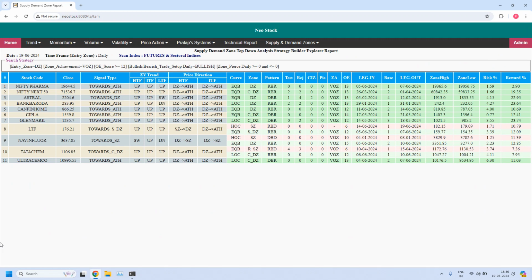So these 11 stocks are filtered, supporting a monthly income trade. Entry time frame daily. Now let me generate the bearish trade setup for the monthly income trade.